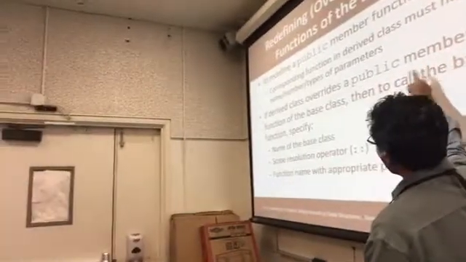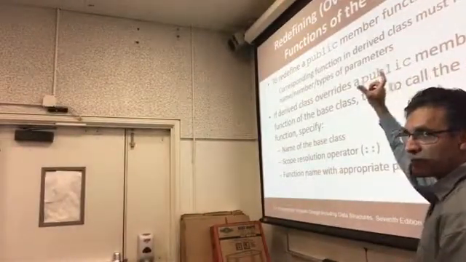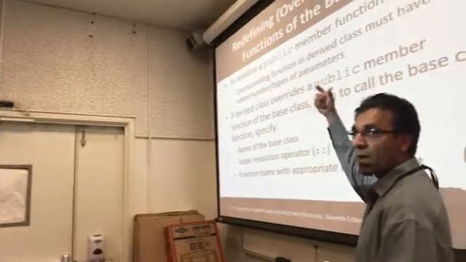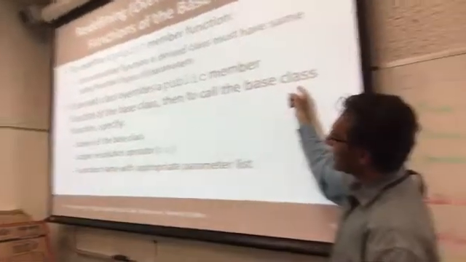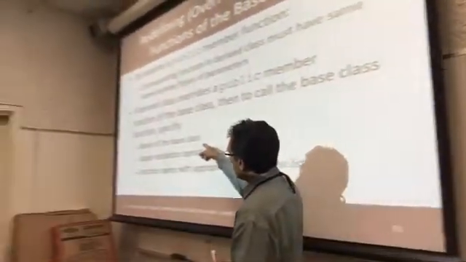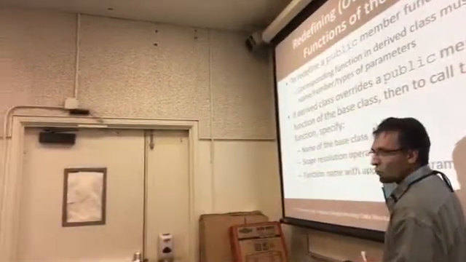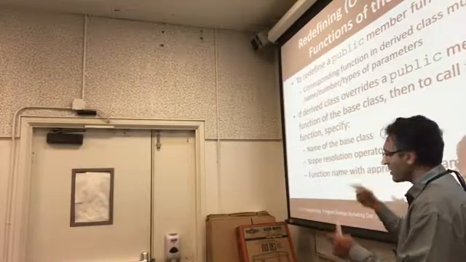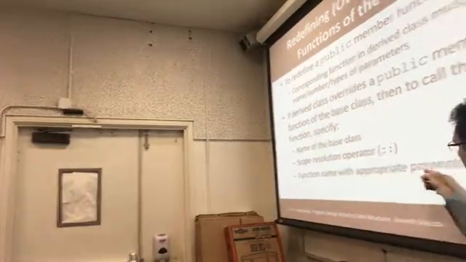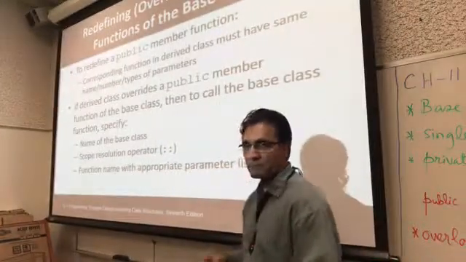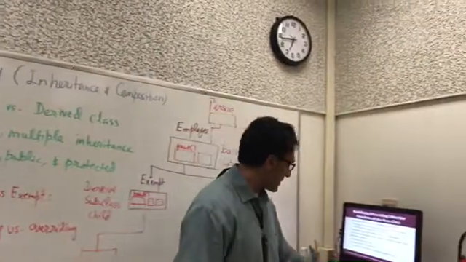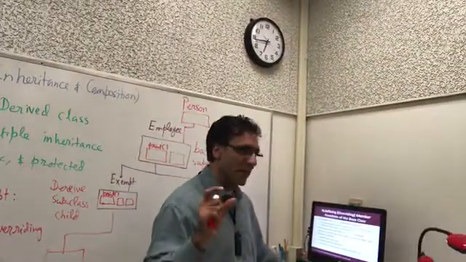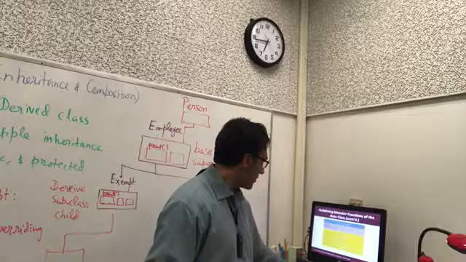So if a derived class overrides a public member function of the base class, it means they have the same signature, but it can override. Signature means its header is the same. Then to call the base class function, specify the base class and use the scope resolution operator to highlight which method I'm trying to call. The function name with the appropriate parameters is used. Right now it might be just verbiage and you might say, oh, I'm not really getting it, but you will see how we make that call in our code.